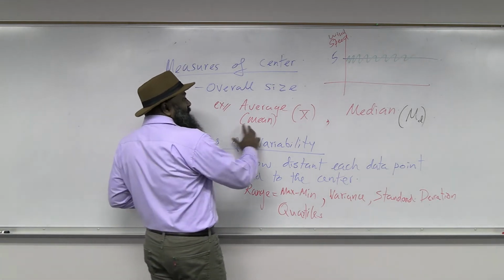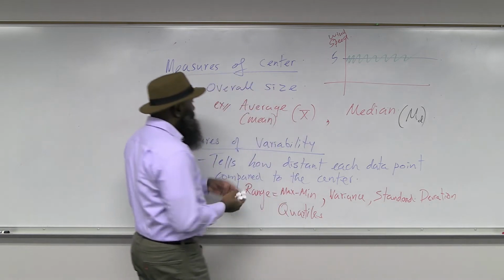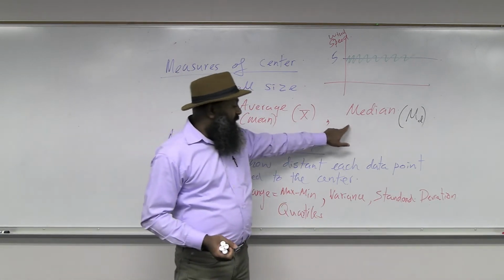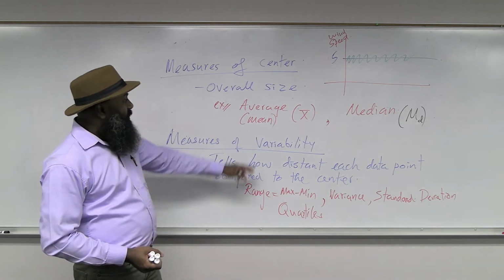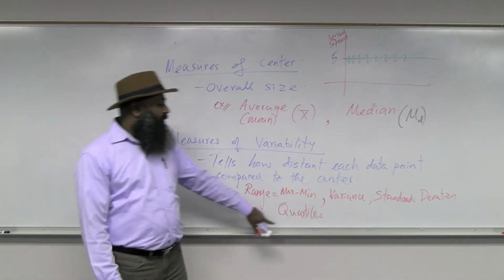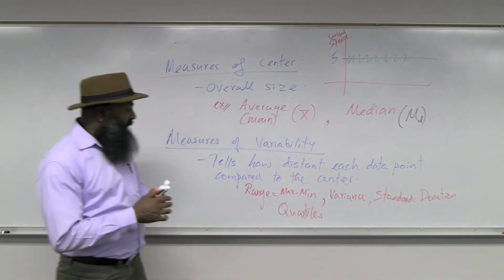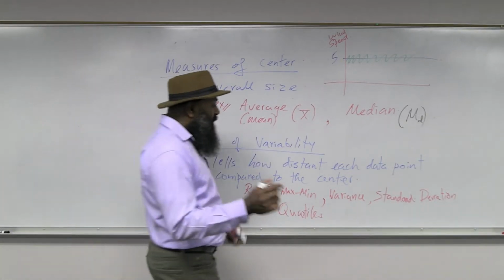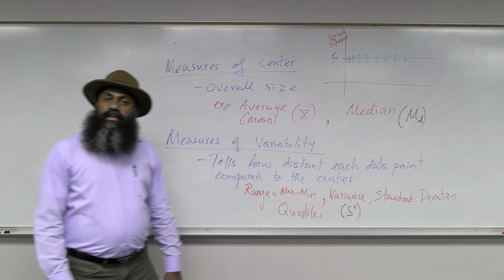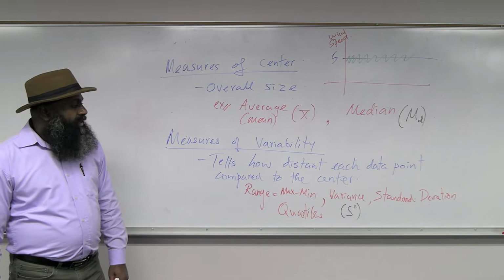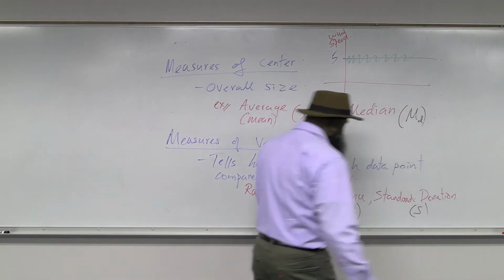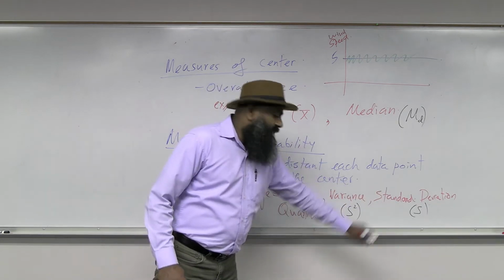Now these are called summary statistics. These are measures of center. These two are summary statistics. I gave you the symbols used for average and median. I didn't give you the symbols used for measures of variability, so I will write them down. The variance is usually given as S squared. That's the variance. Standard deviation is given as S. That's because we take the square root of the variance for the standard deviation.